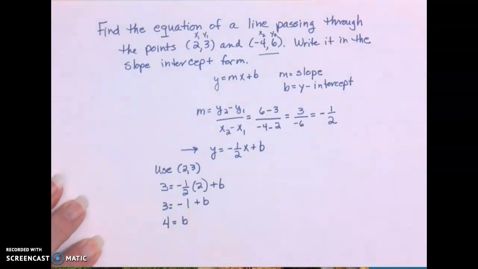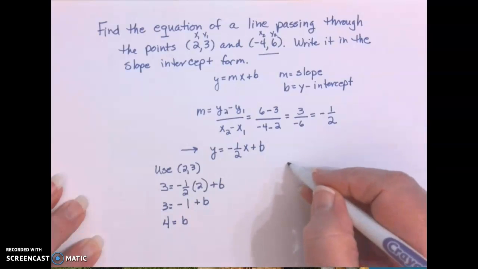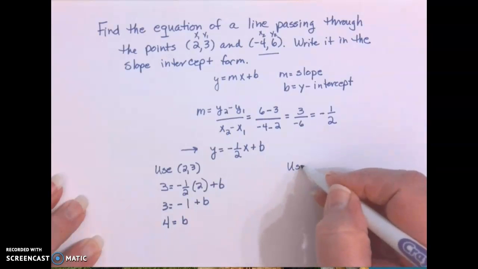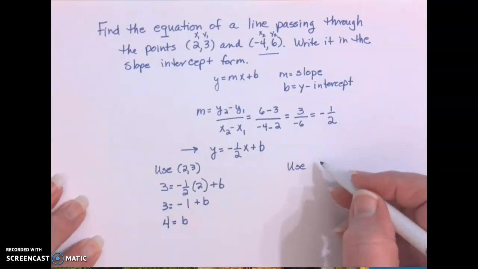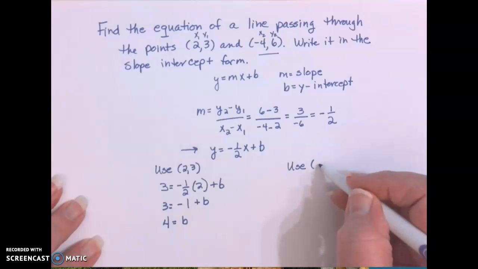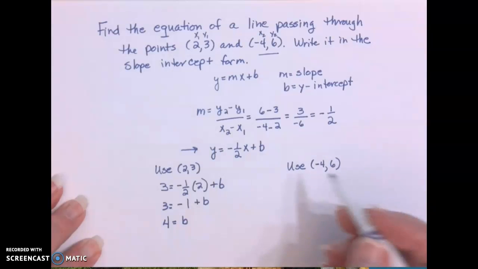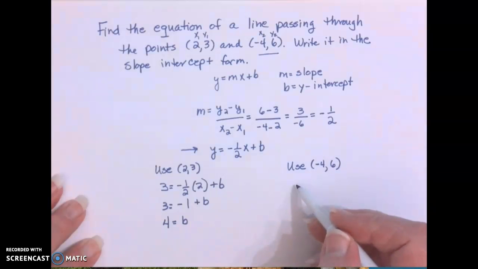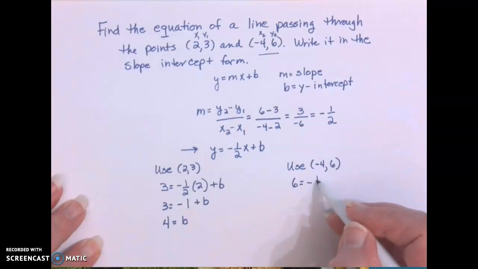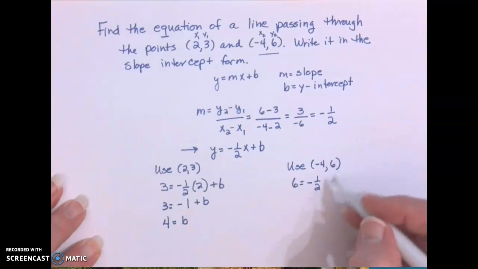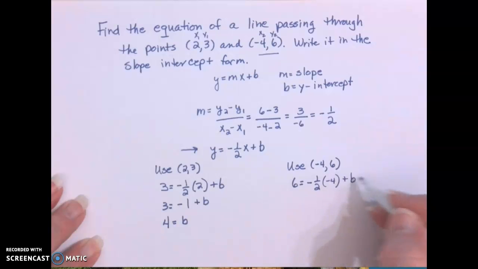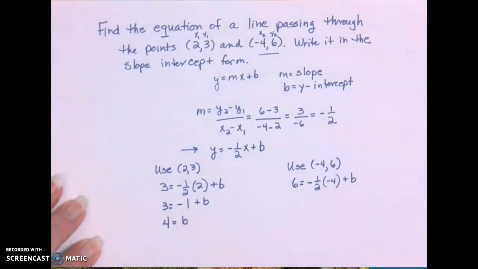But what if you wanted to do the other point? Well, let's use that one as well to see if we come up with the same value. So now we're going to use x2, y2, and that was negative 4, 6. So we substitute into our equation. So we have 6 equals negative 1/2 times negative 4, and that's what we're looking for, is that y-intercept, the b.